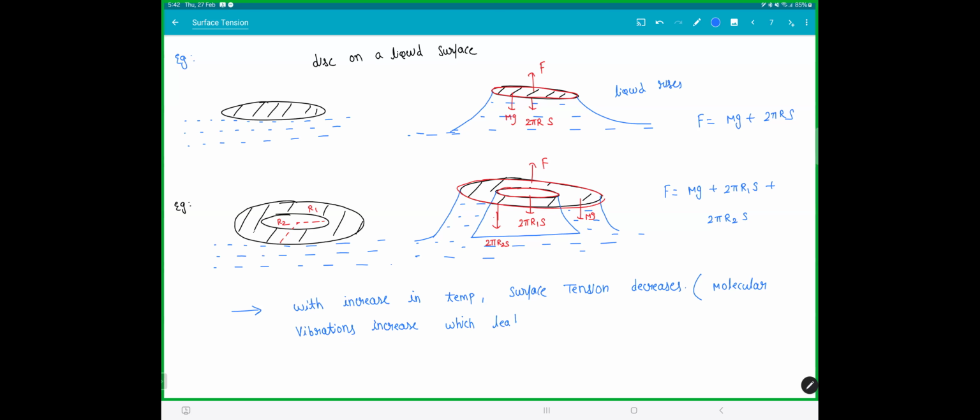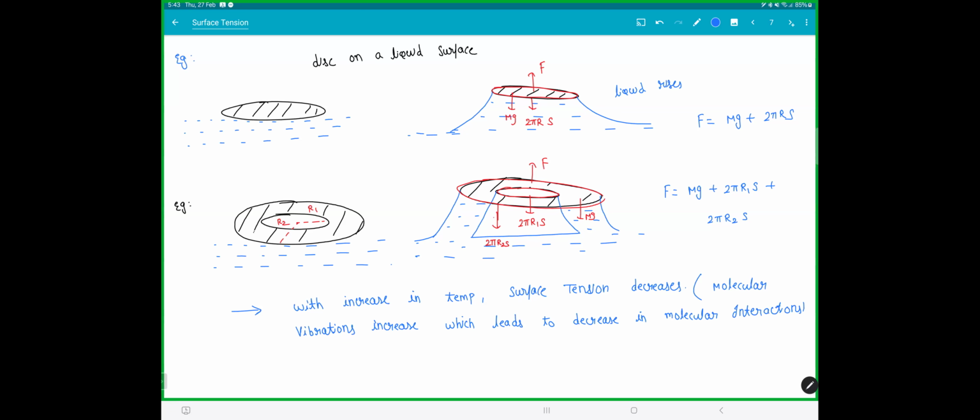which leads to a decrease in interactions. So actually the bonds become weaker. So surface tension drops.